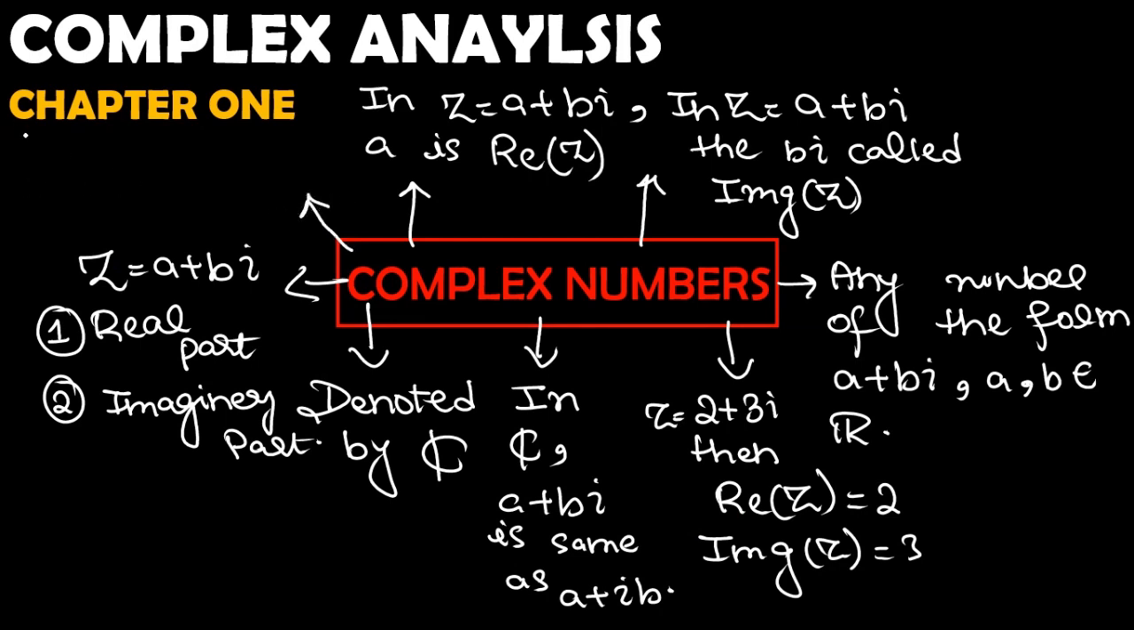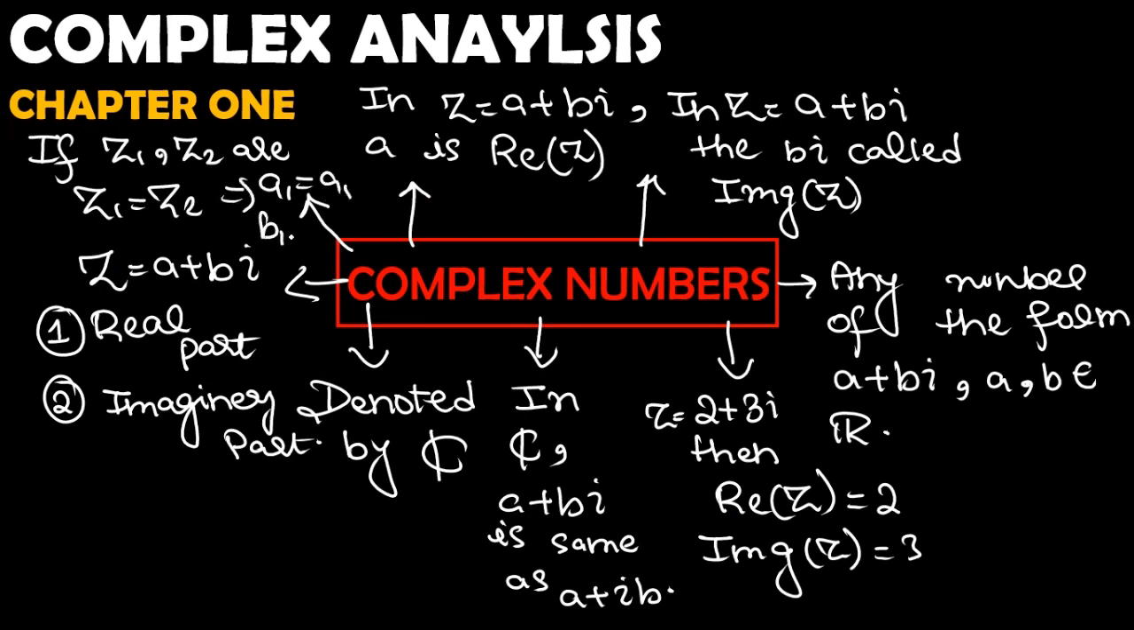If two complex numbers Z1 and Z2 are equal, it means Z1 is equal to Z2. This implies that the real part of Z1 is equal to the real part of Z2, and the imaginary part of Z1 is equal to the imaginary part of Z2. If two complex numbers are equal, then the real part of the first is equal to the real part of the second, and the imaginary part of the first is equal to the imaginary part of the second.